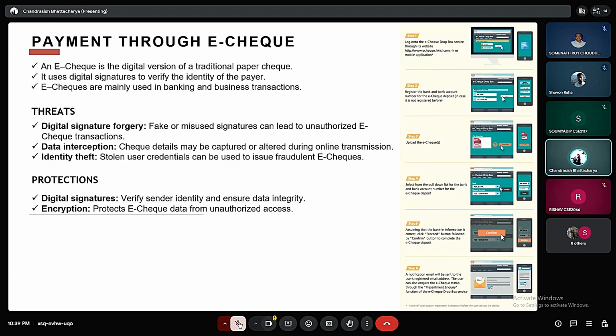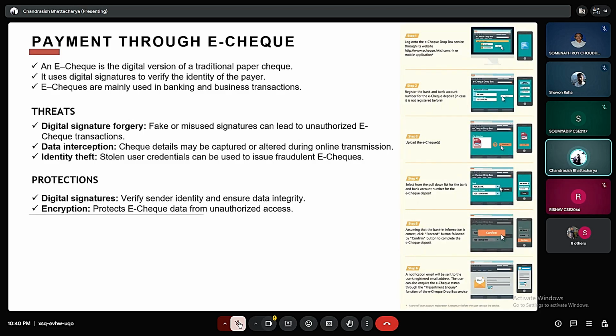e-checks. An e-check is the digital version of a traditional paper check. It uses a digital signature to verify the identity of the payer. E-checks are mainly used in banking and business transactions. In this kind of payment service there are also some threats. They are digital signature forgery. Fake or misused signatures can lead to unauthorized e-check transactions.